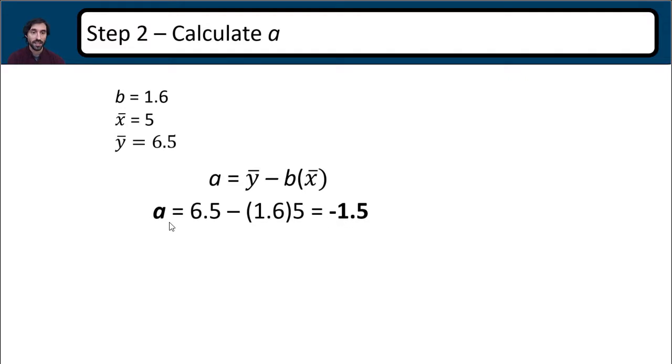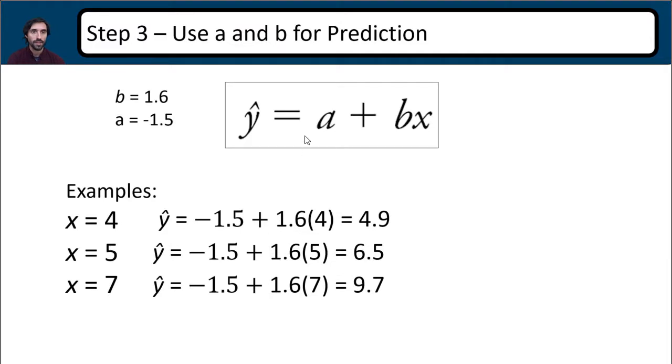But we would get an a of negative 1.5. All right, so we found our b, and then we found our a, and then we would use a and b for the prediction. So now we plug in whatever our b is, and then we would put in the x for whatever value, as well as our a, and then we would do this for each point.